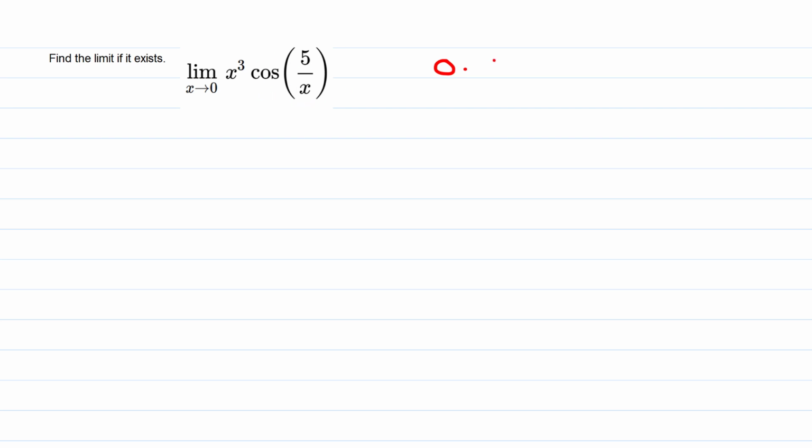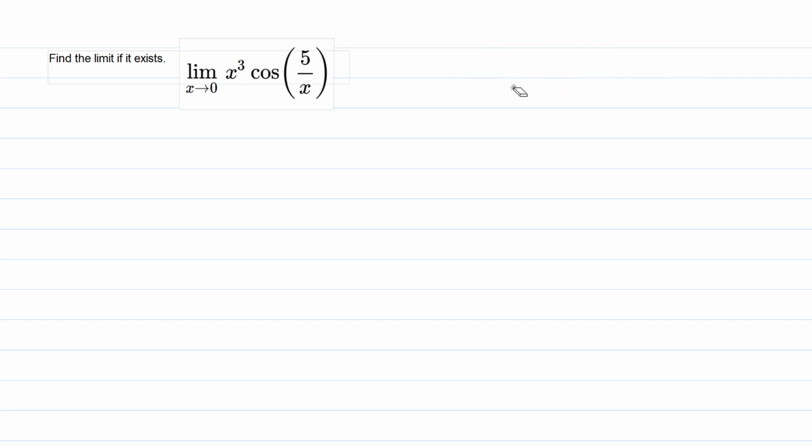We know that 0 times a finite value is 0. But with this one, when x goes to 0, because x can approach 0 from the right side or the left side, the cosine is kind of undefined, so we don't have a finite value, and we cannot find the limit directly. So it's not 0.